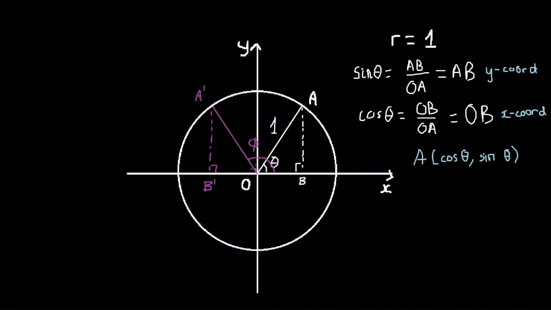Notice that by reflecting OA, we have made two congruent triangles with all sides and angles equal. Therefore, this acute angle here is also equal to theta. You can see from this diagram that phi and theta are supplementary angles.